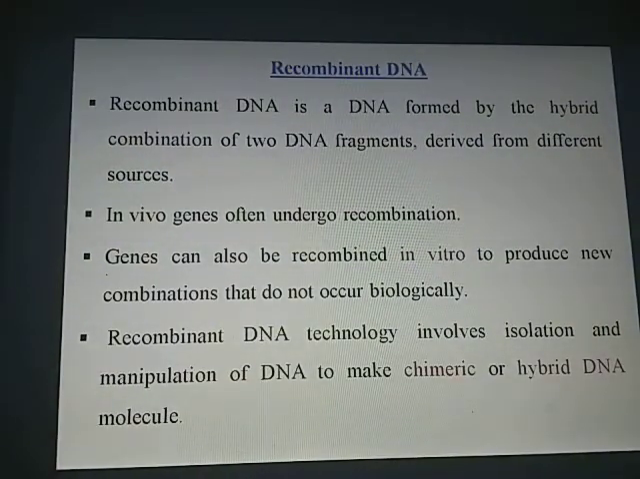Recombinant DNA is DNA formed by the hybrid combination of two DNA fragments derived from different sources. In vivo, genes often undergo recombination. Genes can also be recombined in vitro to produce new combinations that do not occur biologically. Recombinant DNA technology involves isolation and manipulation of DNA to make chimeric or hybrid DNA molecules.